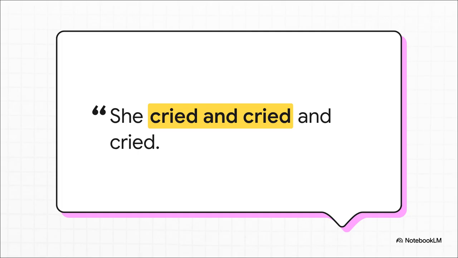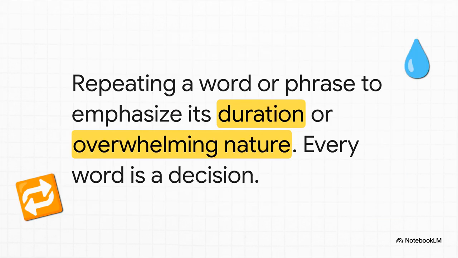Okay, last one for our quiz here. She cried and cried and cried. This one seems almost too simple, doesn't it? The author could have just said she was really sad. So why choose to write it this way? And that, my friends, is the power of repetition. By saying cried 3 times, we don't just know she's sad, we feel how long and how deep that sadness is. And this is the main takeaway. Every single word an author uses is a choice, a decision made specifically to make you feel something.